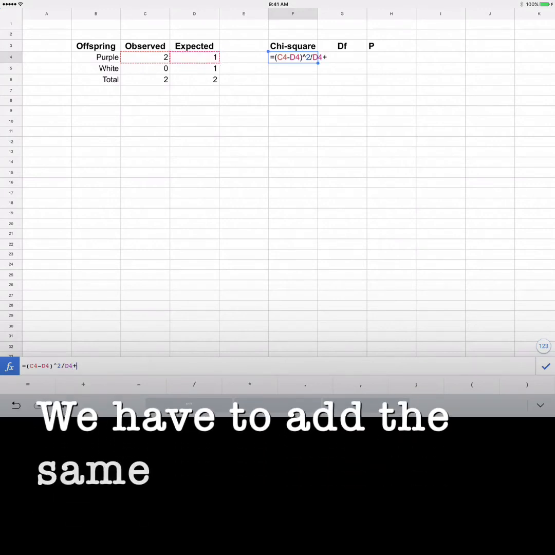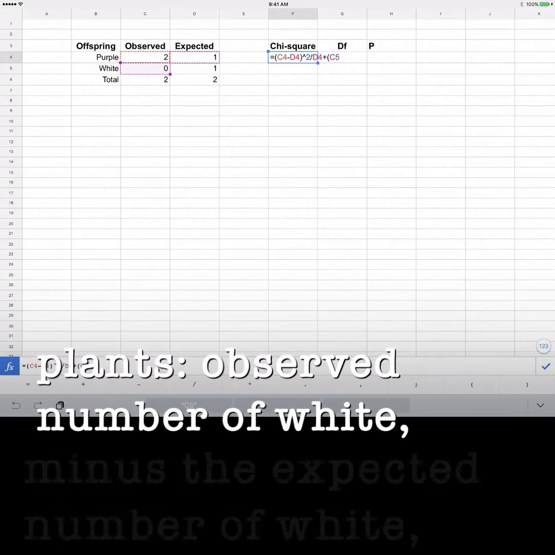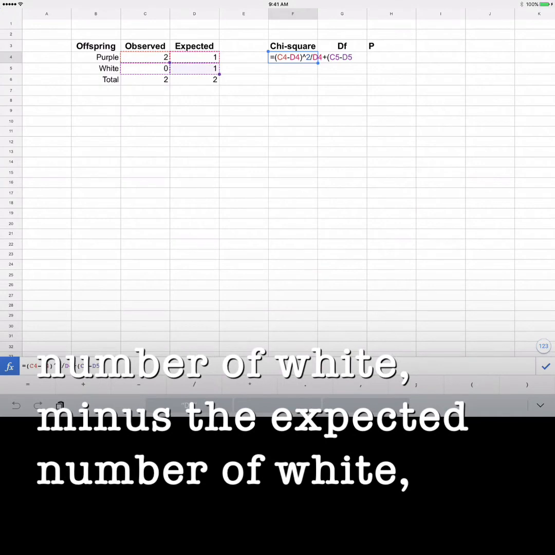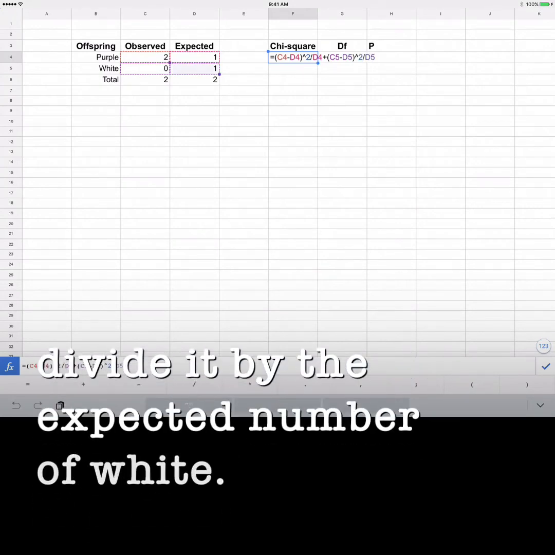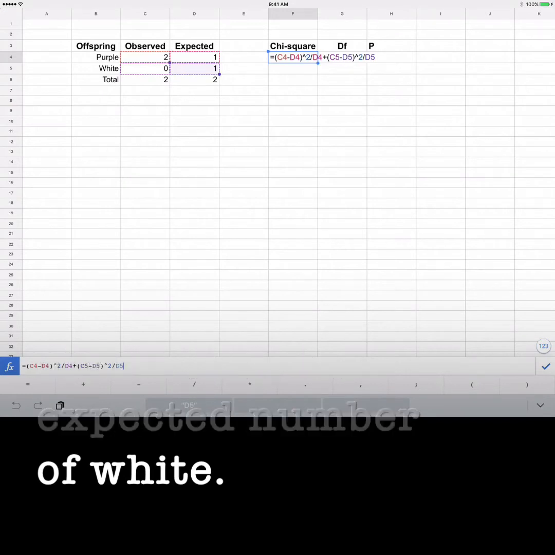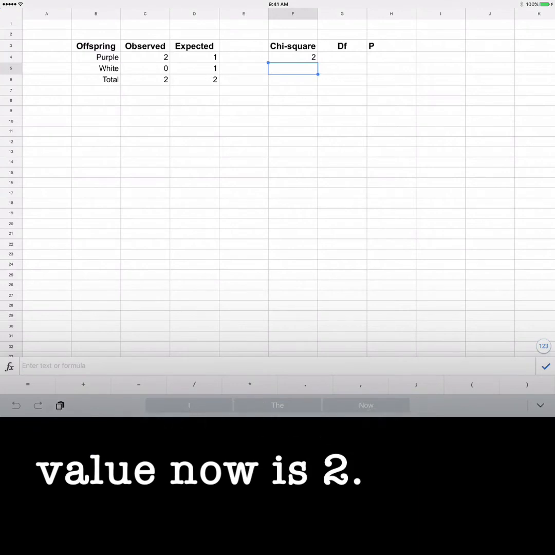We have to add the same clause for the white plants. Observed number of white minus the expected number of white, square that, divide it by the expected number of white. So our chi-square value now is 2.